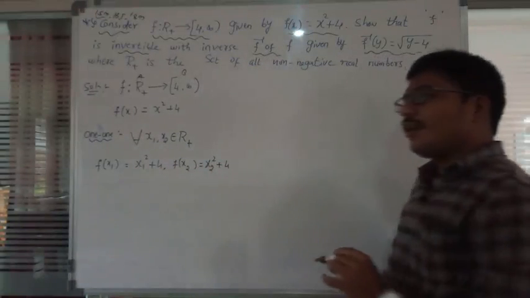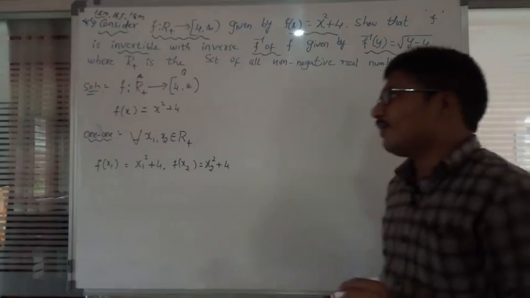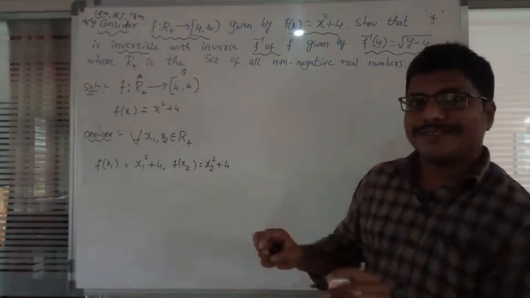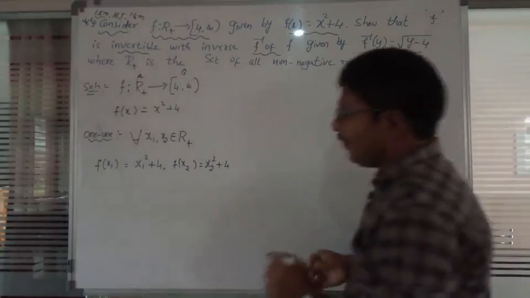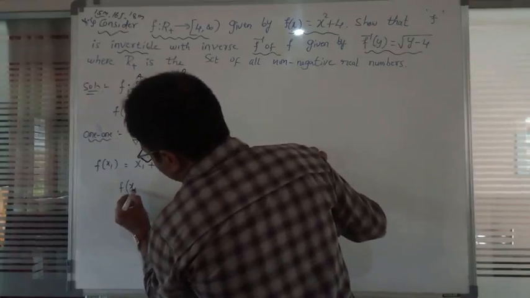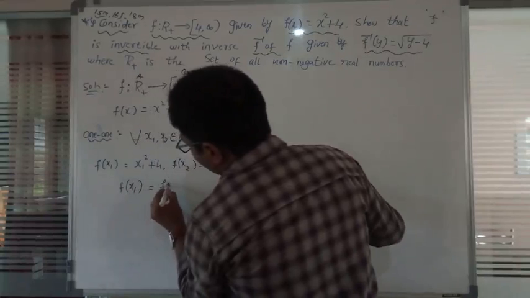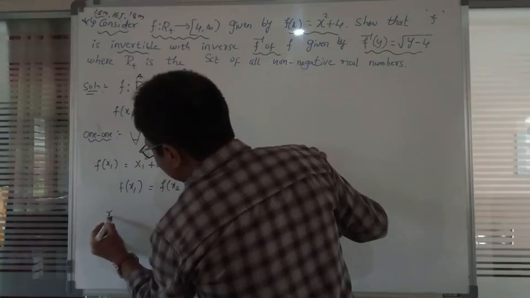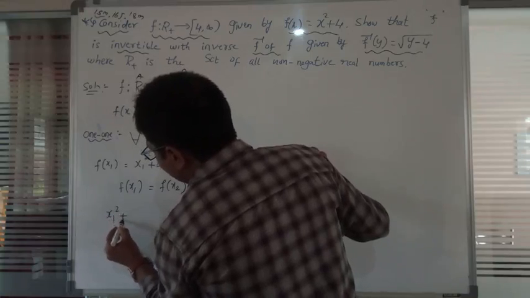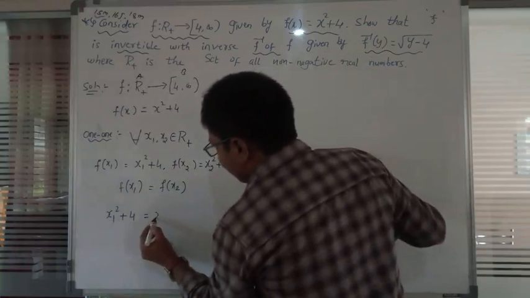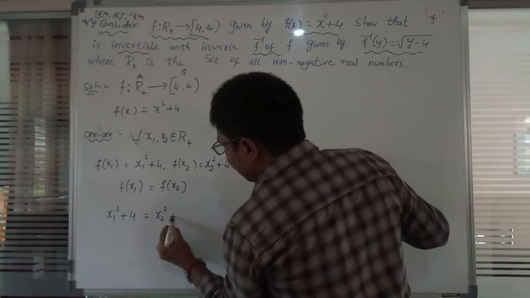Theoretically we already know 1-1. What is 1-1? It is satisfied if f of x1 is equal to f of x2 implies that x1 is equal to x2. That's why we follow the same procedure. f of x1 is equal to f of x2. What is f of x1? It means x1 square plus 4 is equal to f of x2, which means x2 square plus 4.